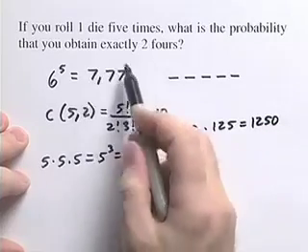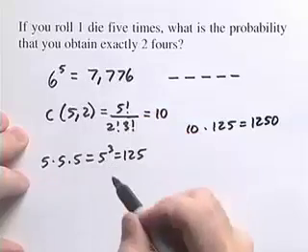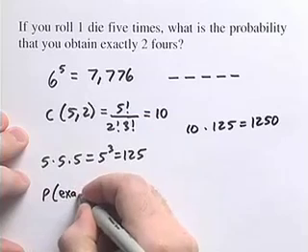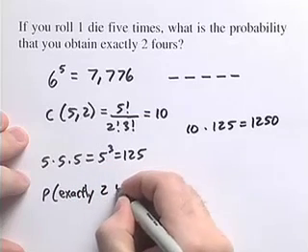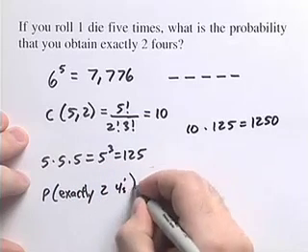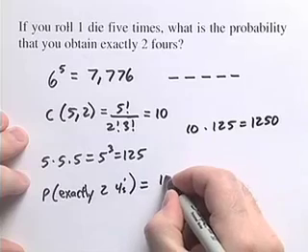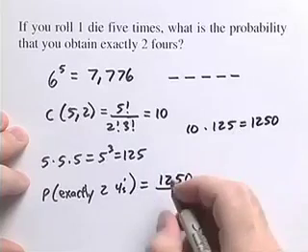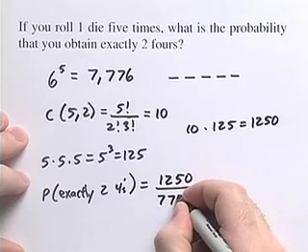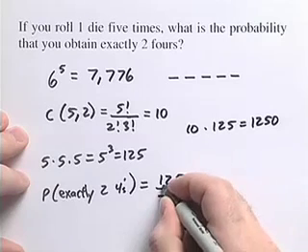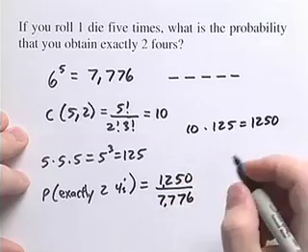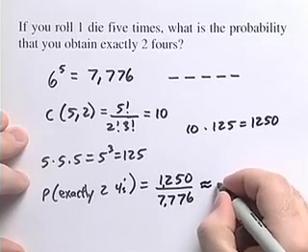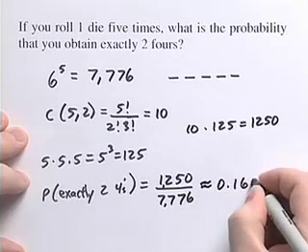We have the total number of ways we can get results from rolling a die 5 times, so the probability of exactly 2 4s is equal to 1,250, the number of ways of getting 2 4s, divided by 7,776, which is the total number of ways we can roll a die 5 times, and that's approximately equal to 0.1608.